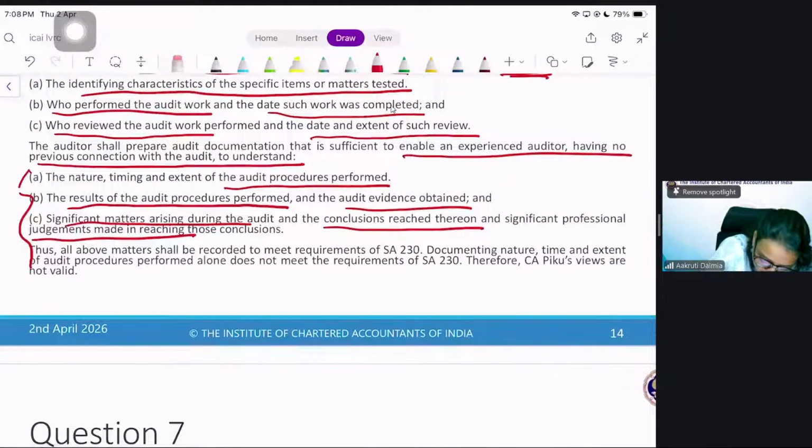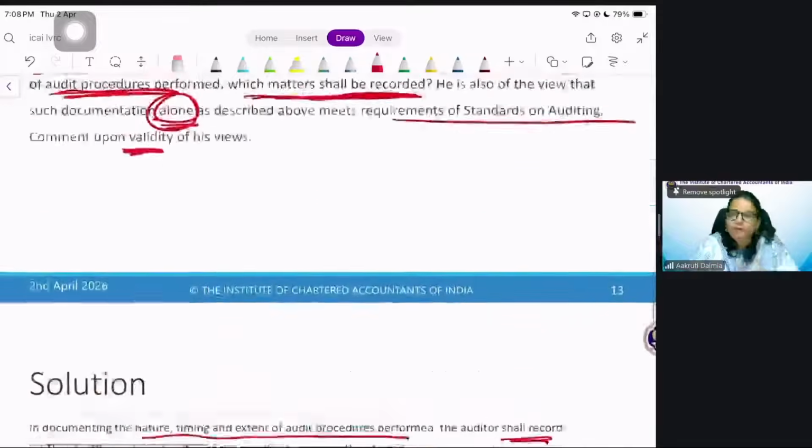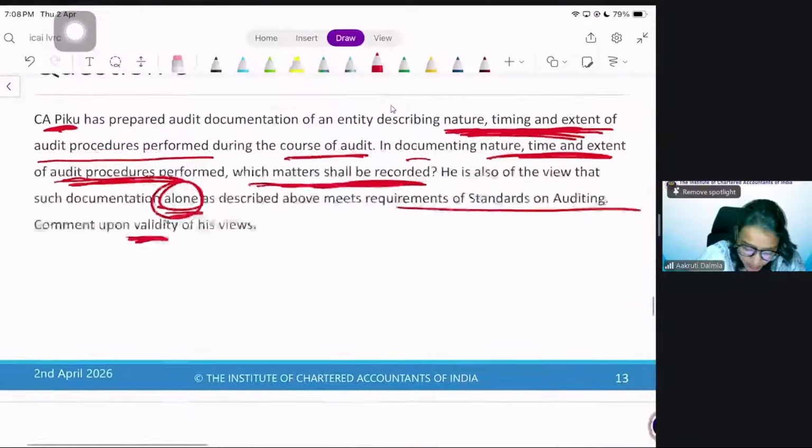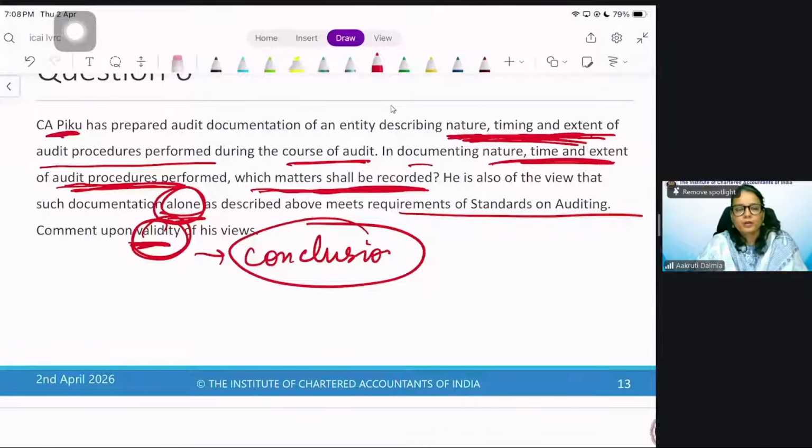Thus, all the above matters should be recorded to meet the requirements of SA 230. Documenting nature, timing, and extent of audit procedure alone does not meet the requirement of SA 230. Therefore, CA PICU's views are not valid. Why did you have to give this conclusion line? Because it is asking for a comment upon validity. Hence, this answer will have a conclusion. If it is written in the question that you have to comment on the validity, then you have to comment on the conclusion. Is that clear? Okay.